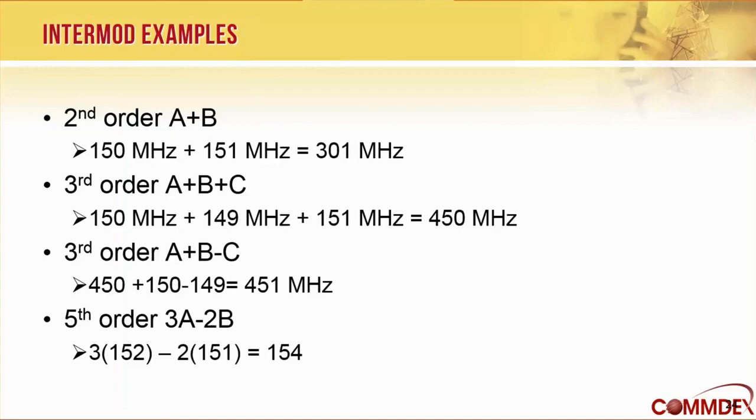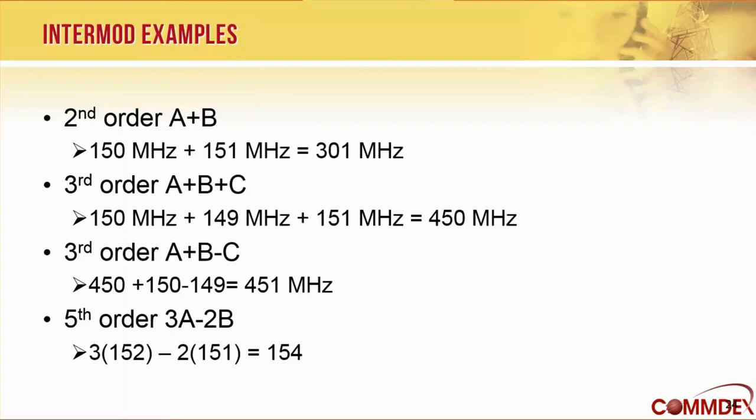Then we have a third order combination of A plus B plus C. This is an example where three VHF frequencies can combine together and give us an interfering signal in a totally different band. So we have three VHFs: 150 plus 149 plus 151, add them together and you get 450. And 450 is a land mobile radio band. So we can have three VHF signals that produce intermod in the UHF band. It can happen, and it has happened.